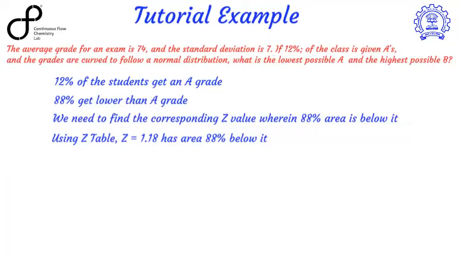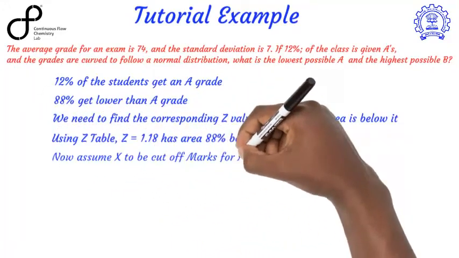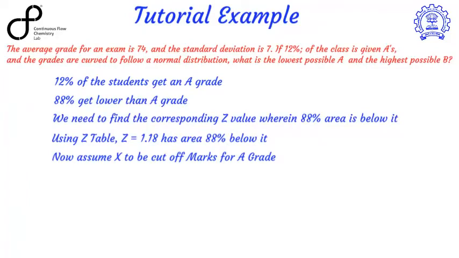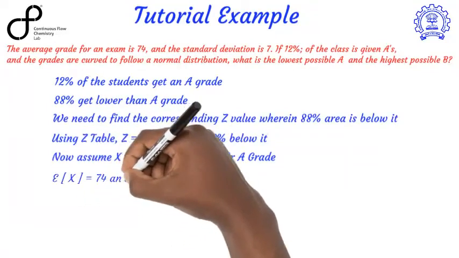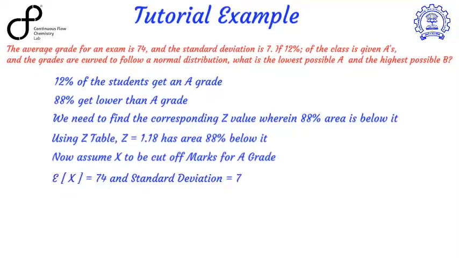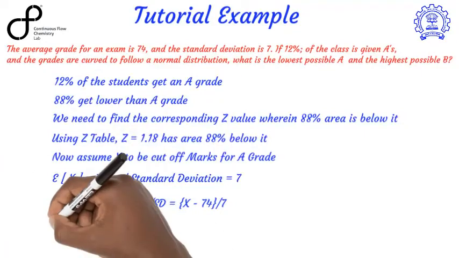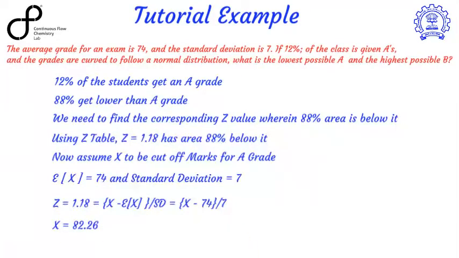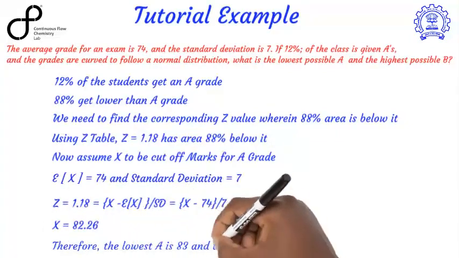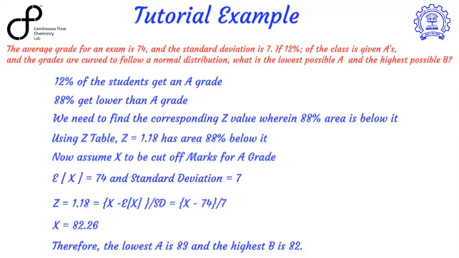Let us assume that the marks for cutoff for A are x. Now the corresponding z-value for this x is 1.18. The expected value for x is the average score, and that is 74. The standard deviation for the distribution of marks is 7. Therefore, we can calculate x, as we know its expected value, standard deviation, and z-value. X comes out to be 82.26. Therefore, the lowest for A grade is 83, and highest for B grade is 82.